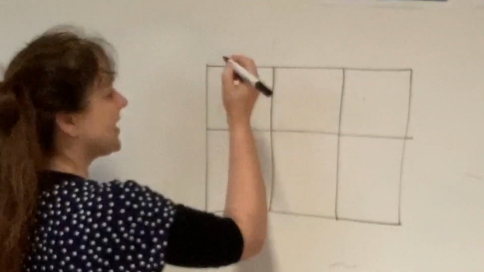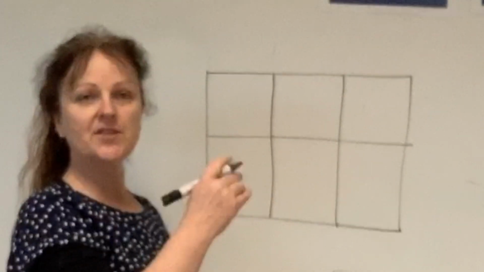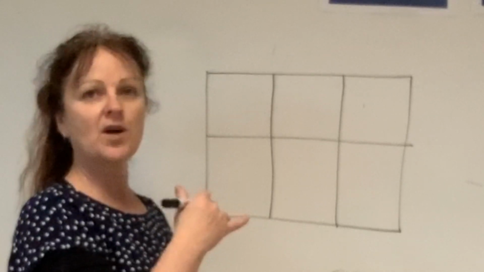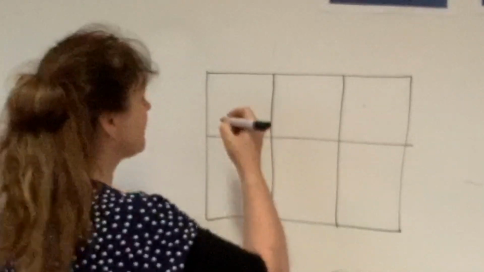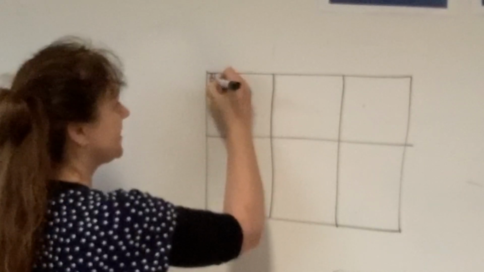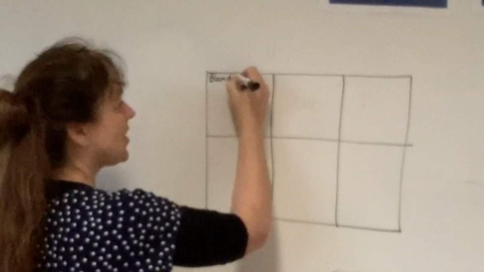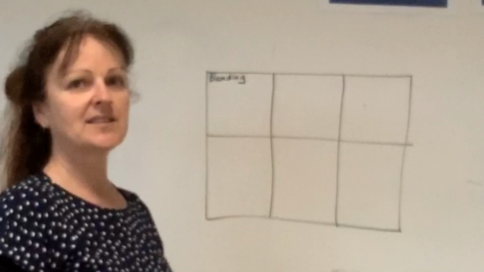Now, I'm going to get you to put some headings on your sections, please. The first one, now, my setup is different, so I'm going to write where it should be, and then I'm going to write it a bit bigger so that you know what to write. So in this corner here, I want you to write blending.